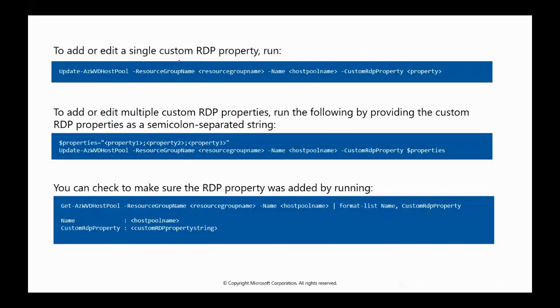As you can see here, these are some commands to edit, add or customize the RDP properties. This is the always used command, the update. When we go deeper with that, we can here see the custom property of the RDP that we need, and we add the properties that we need. To add or edit multiple custom RDPs, instead of customizing one RDP, I can use multiple properties together.